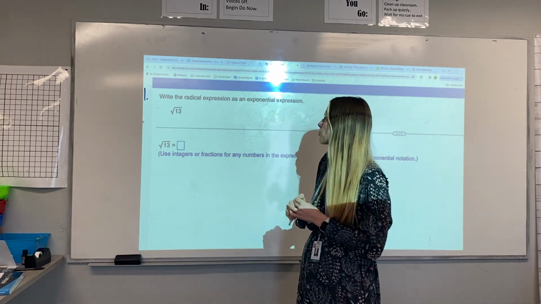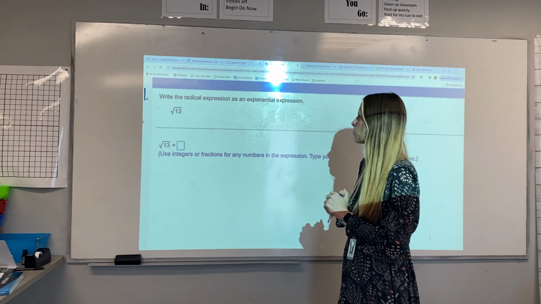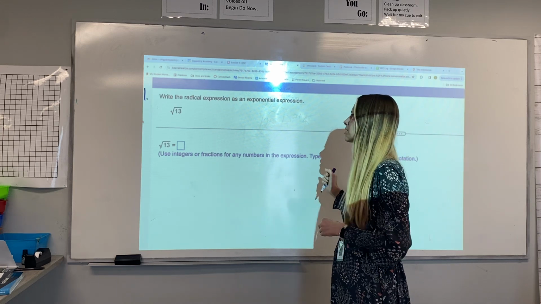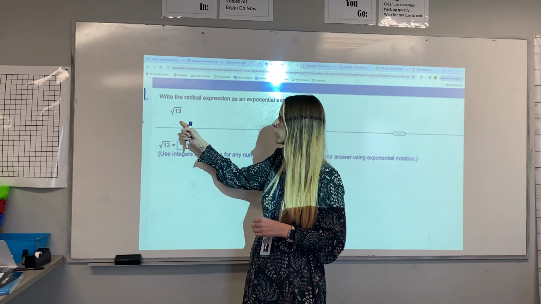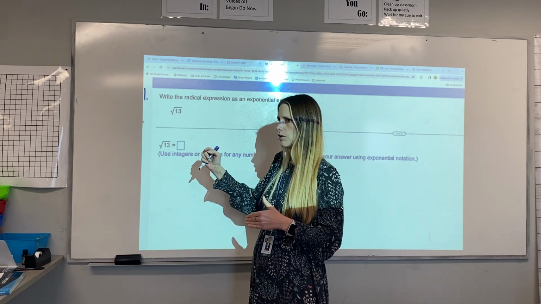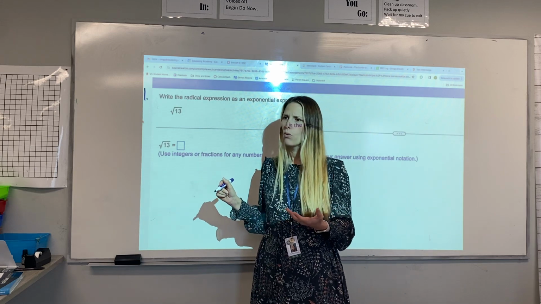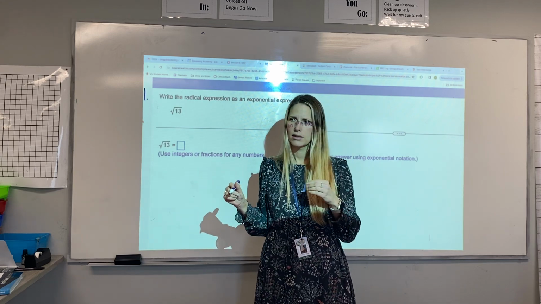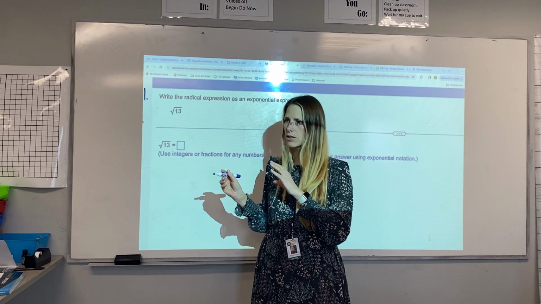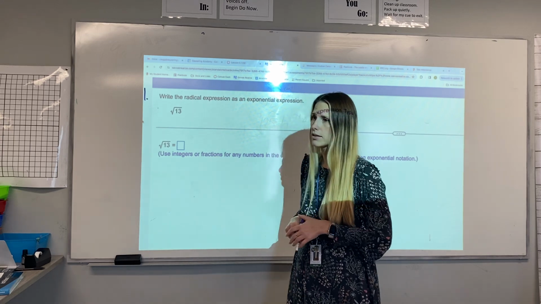Write the radical expression as an exponential expression. So we want to write the square root of 13, but with exponents that means the same thing. What exponent represents the square root of something?